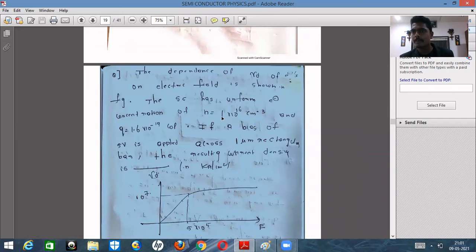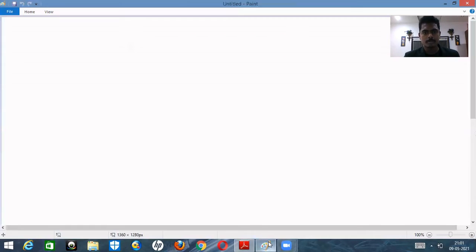The semiconductor has uniform electron concentration. That means doping is uniform and electric field intensity is constant all throughout, right? The charge of the electron we already know. If a bias of 5 volt is applied to the semiconductor slab across a 1 micrometer rectangular bar, here we can note some points.